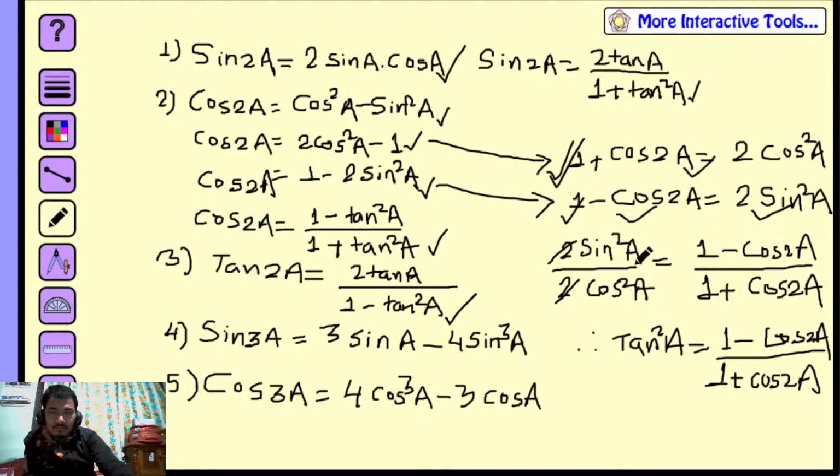And sine 2a equals 2 sine a cos a. How it comes, that also I want to show.